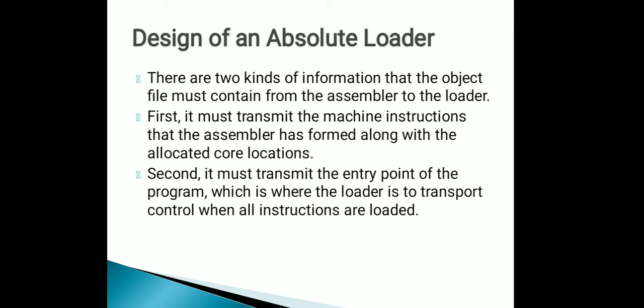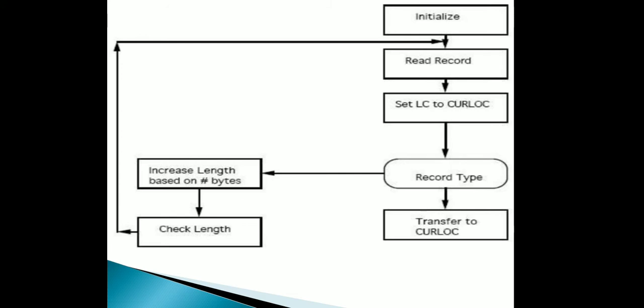Okay. The algorithm for an absolute loader is pretty simple. The object file, as shown in the figure, for this loader comprises a series of text records completed by a transfer record.